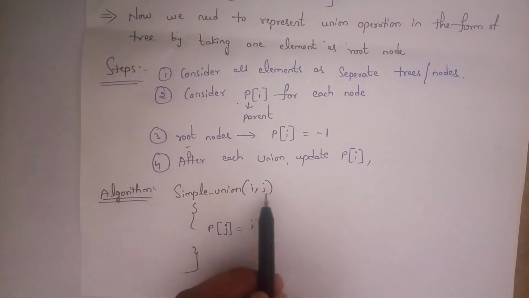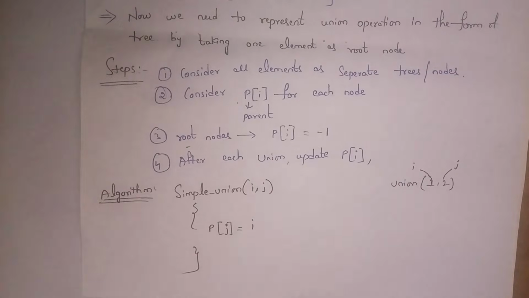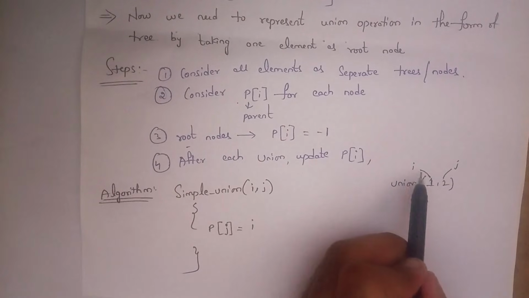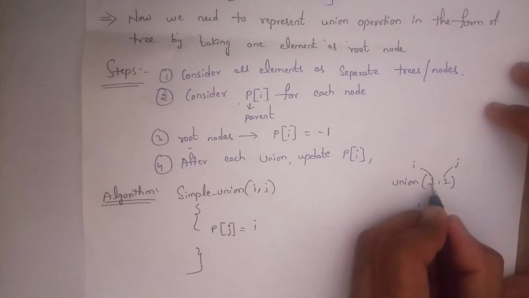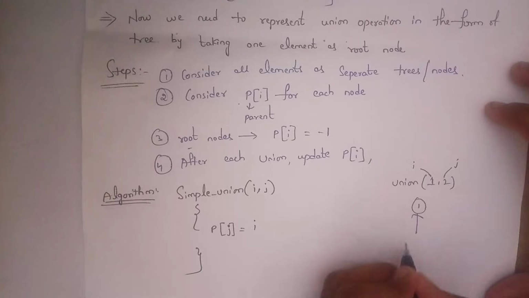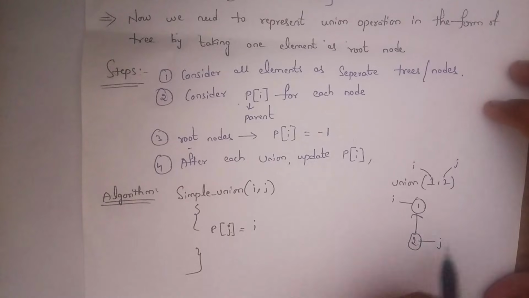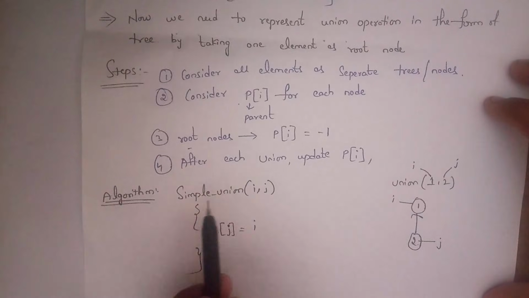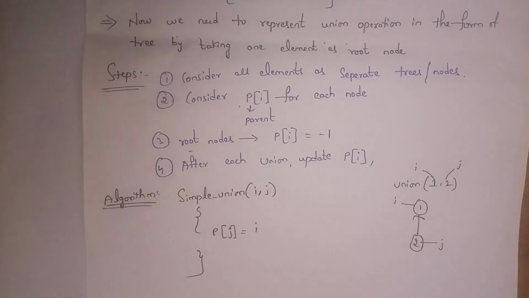Simple underscore union of I comma j. Inside curly braces I write p of j equal to I. Meaning of this is, for example, I want to perform union operation on 1 comma 2. As we know, first element I acts as parent node and second element j acts as child node. So how to draw the table? At first consider 1 as parent element and 2 as child element. So this 1 is nothing but I and this 2 is j. So parent of element j is I. That is nothing but 2 parent is 1. This is the algorithm. So for simple union I comma j, parent of j is I. This is the algorithm for simple union operation.